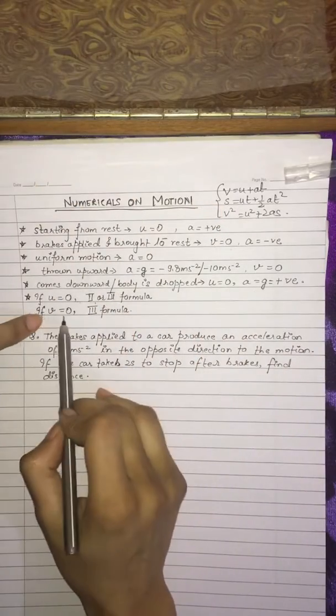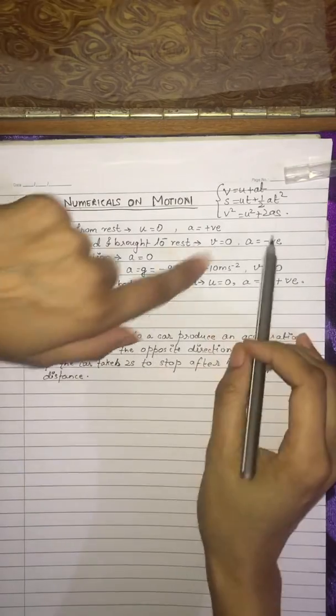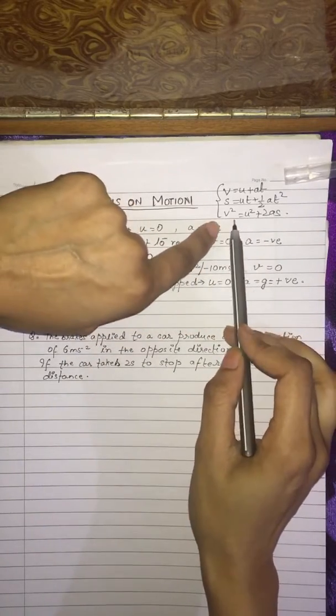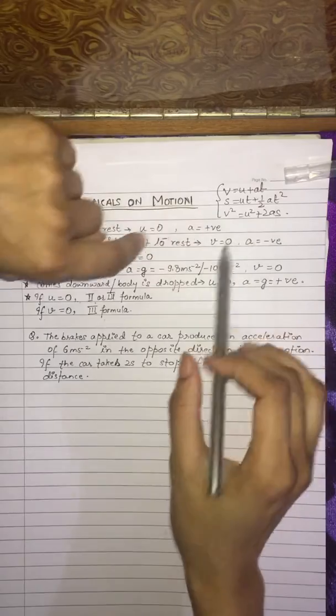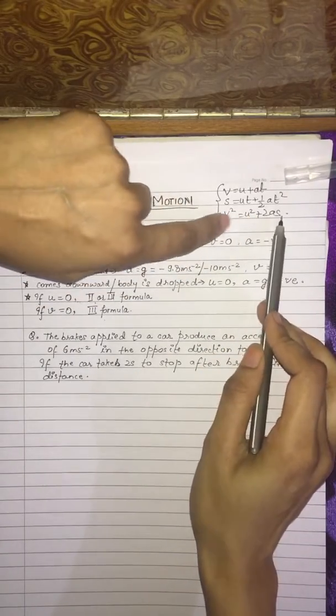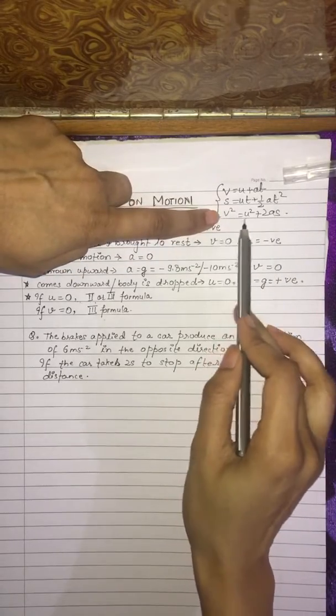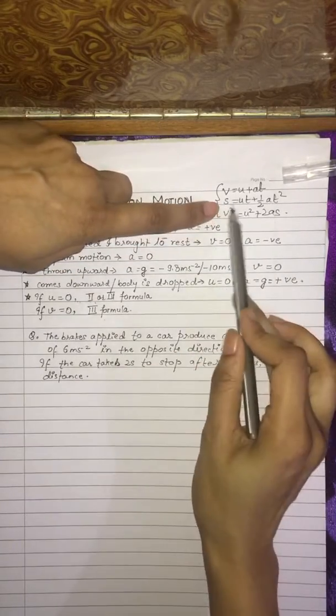Okay, but if v equal to 0 is given, then we will use the third formula. It will be quicker in solving for the value of s, the distance, because here v is not present.